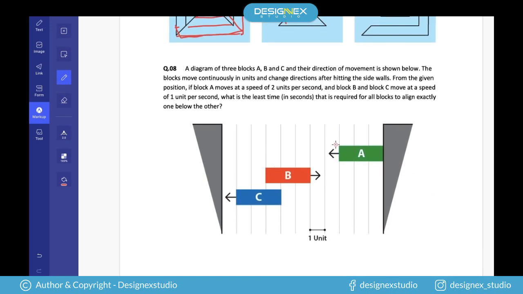Eighth. One piece moves 2 units and one piece moves 1 unit, and we have to calculate where they align up. This one will travel two places at once. So this will come here, and this will be shifted here, and this will go somewhere here. Then this will move 2 units and come here.